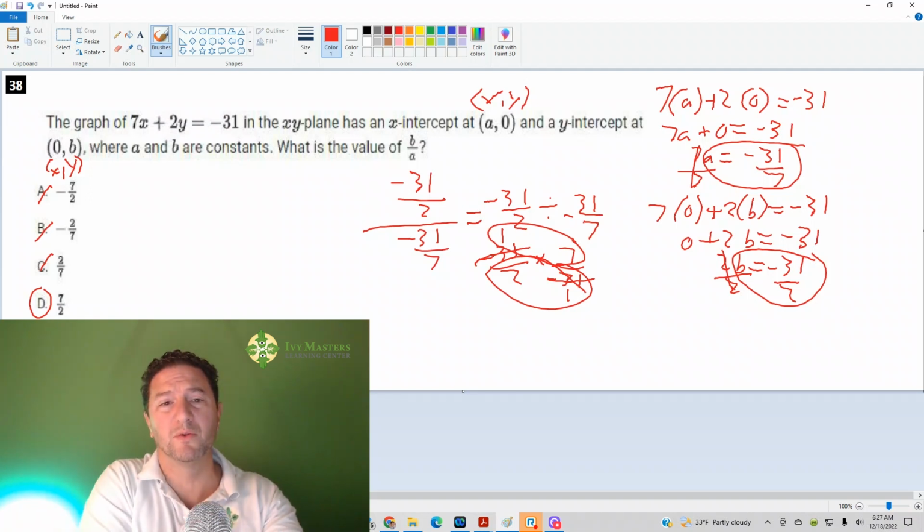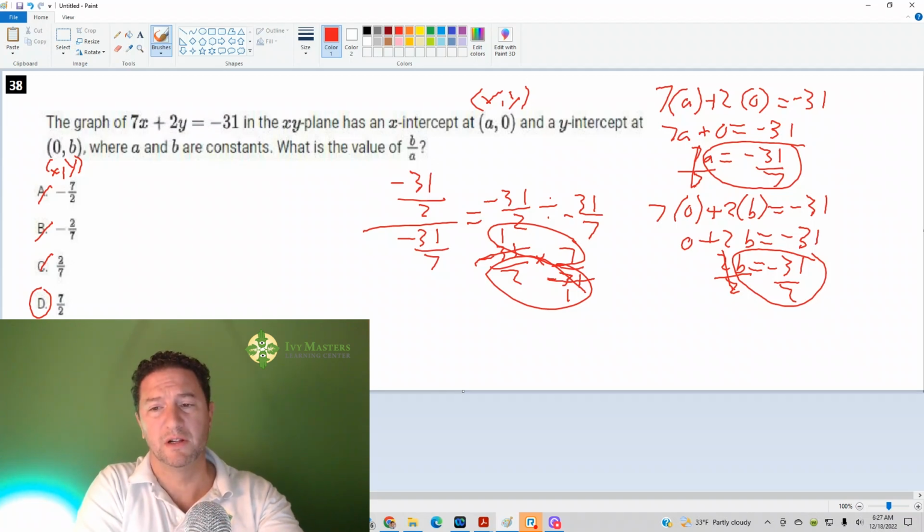It's really Algebra 1, linear equation stuff. The double fraction, maybe you have trouble with that.